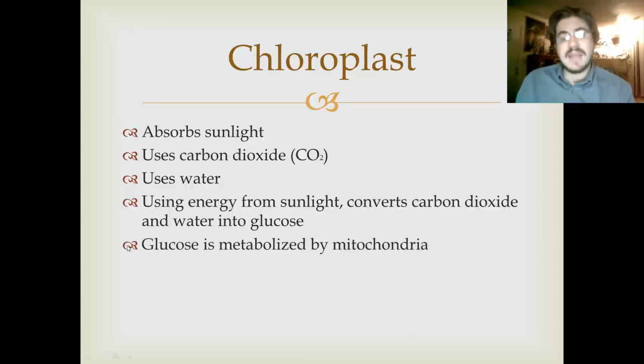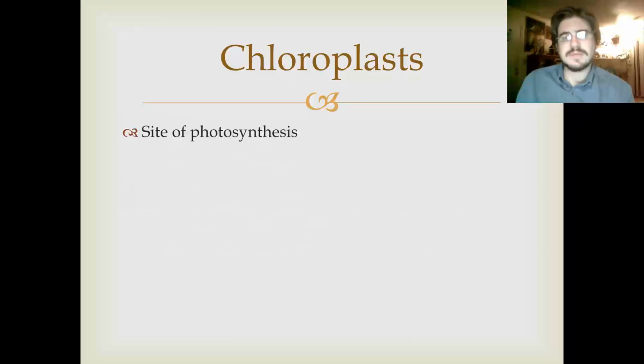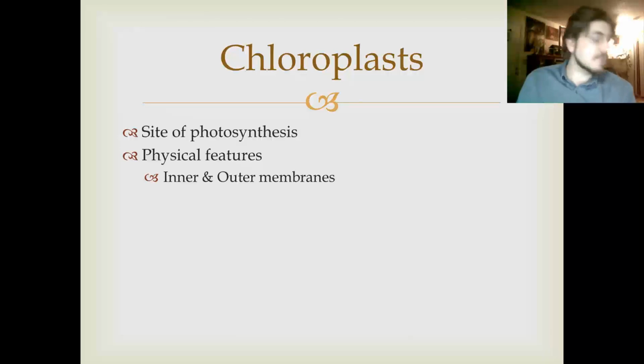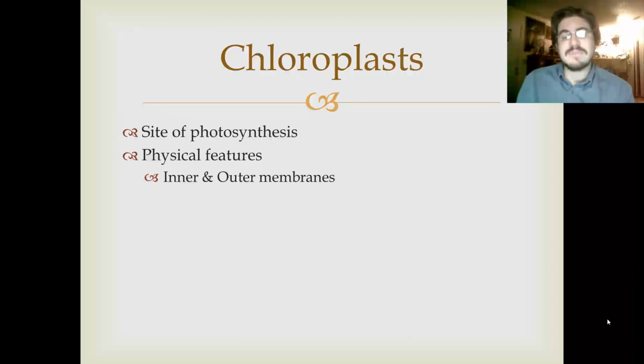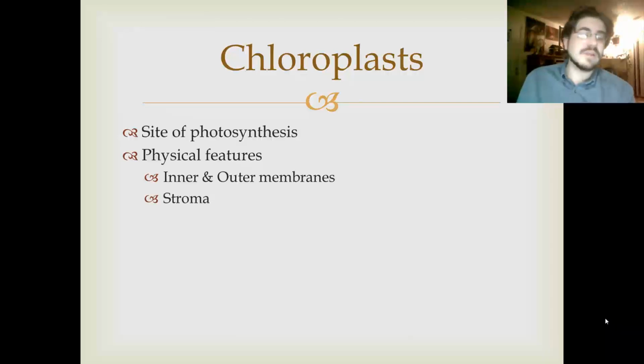So plants have that nice little setup because they can make their own glucose and then send that glucose to their mitochondria to be used up for making energy. Pretty sweet. So chloroplasts are the site of photosynthesis. Their physical features: similar to the mitochondria, they have an inner and an outer membrane and an intermembrane space between them. There's also the stroma. The stroma in a chloroplast is the liquid filling the inner membrane. So mitochondrial matrix in the mitochondria, stroma in the chloroplast.